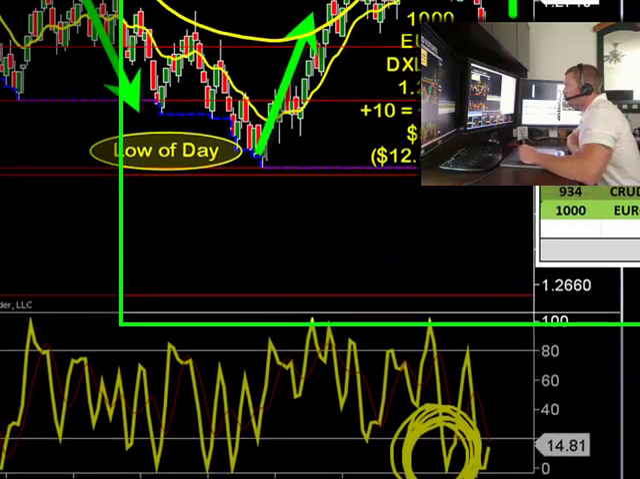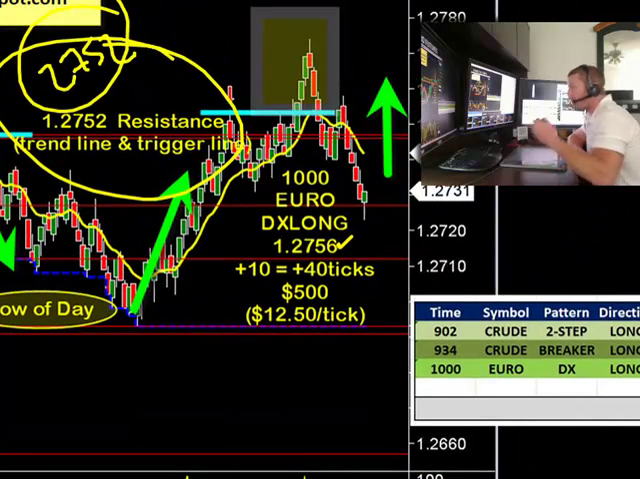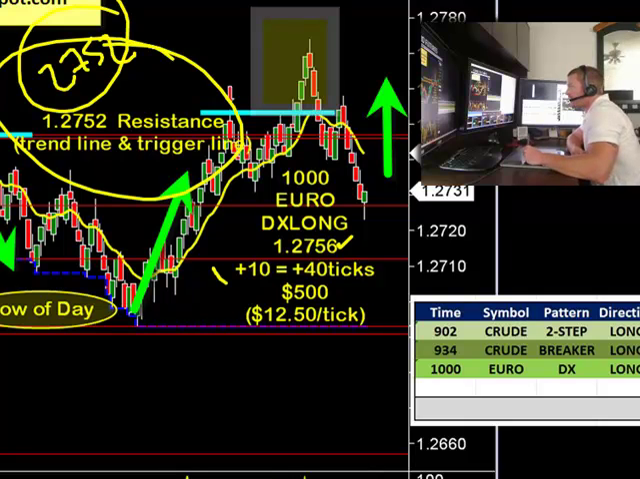Nice entry here. Of course, 27.56 was the fill. By the time we got this thing taken above 52s, 56 is where the fill was. We got our +10 ticks, of course.